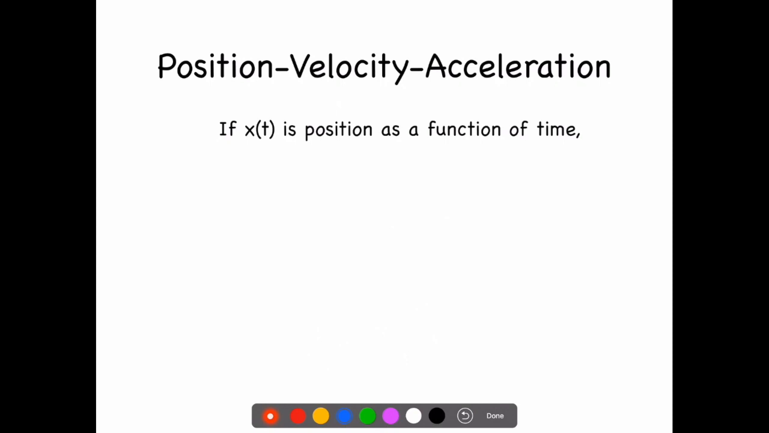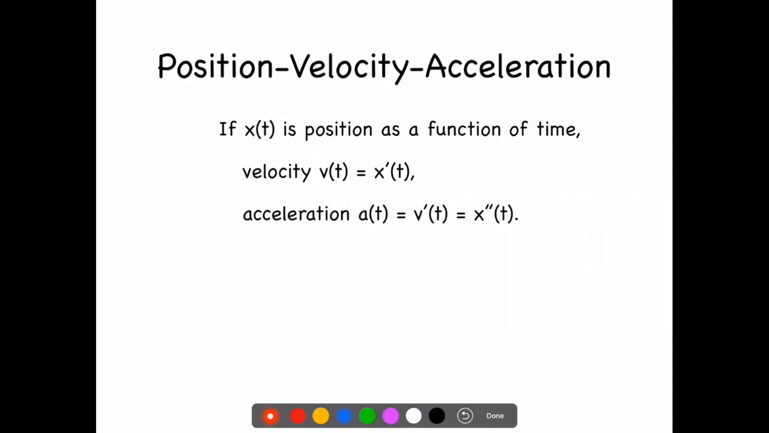polynomial antiderivatives come up is in position, velocity, acceleration relationships. So if x of t is the position of some object that is a function of time, then the velocity will be the rate of change of position, which is x prime, and we call that v of t. And the rate of change of the velocity is what we call the acceleration, so we'll call v prime a of t, and that's actually the second derivative of x of t.